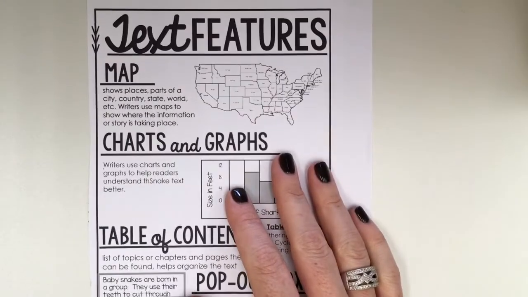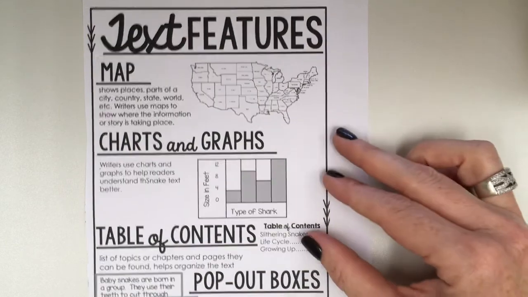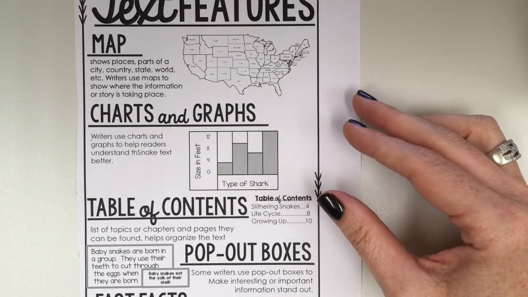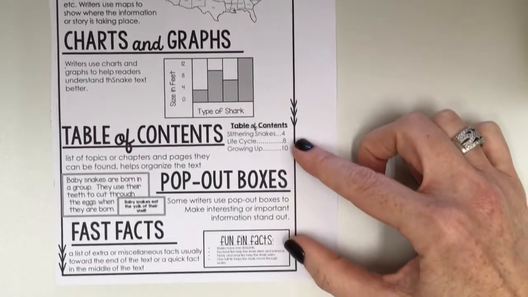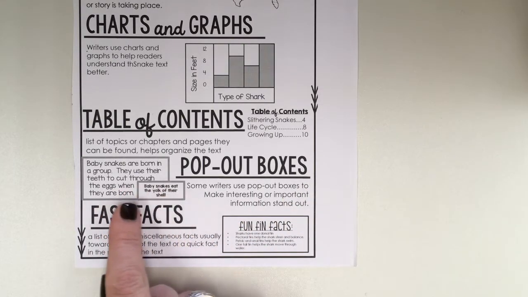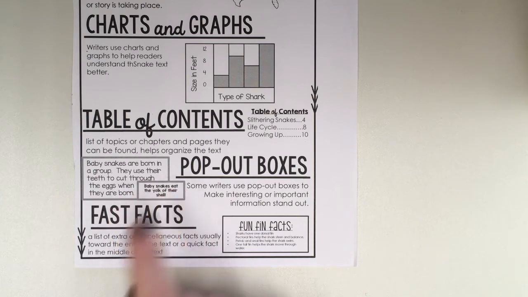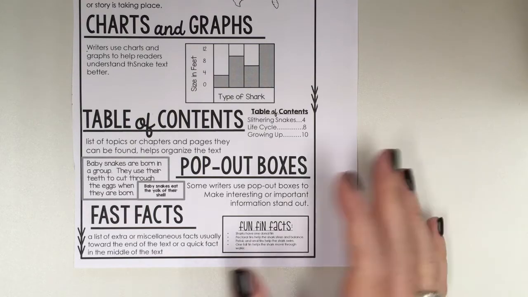Some other examples, maybe there's a map. Is there a map that would be relevant to your topic? Or a chart and a graph that could show something. You could consider including a table of contents where it would tell everyone where they can find different sections of your book. And maybe you would also consider some pop-out boxes. You see here they're using a little box that would pop out from the page a little bit to draw people's attention. And you could also consider including some fast facts. These are all great examples of text features that you could consider including in your book.